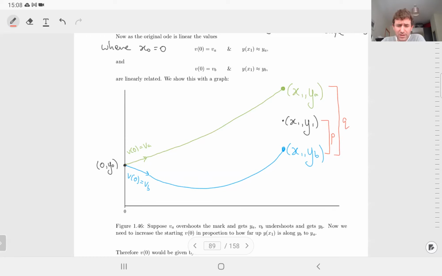And now what we do is we take the lower slope, VB, and we look at the difference between VA and VB, that's a difference in initial slopes, and we increase VB by a proportion of the difference. And the proportion is exactly the proportion on the right.